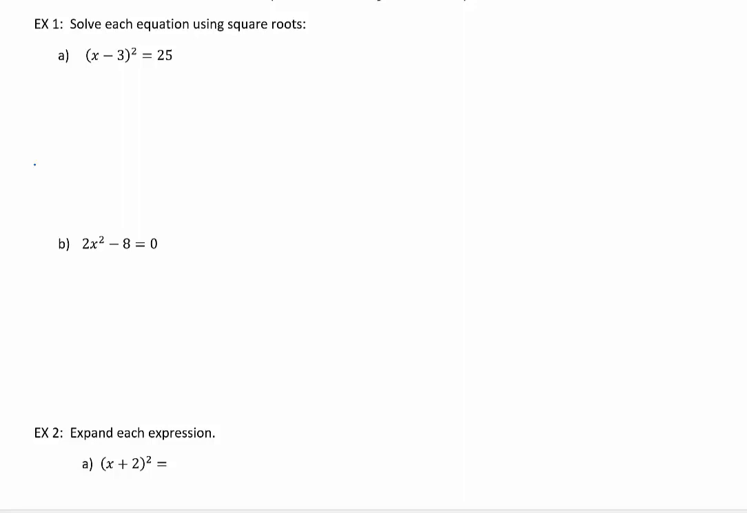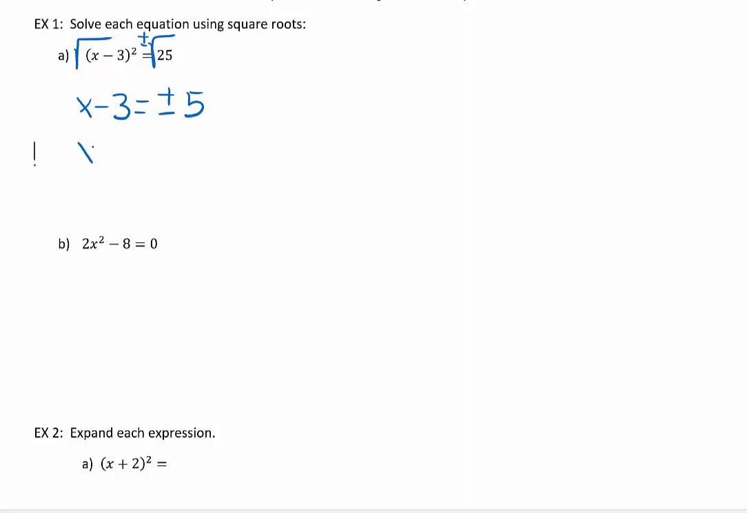If I have the equation (x minus 3) squared equals 25, I can get rid of that squared by taking the square root of both sides. Now I do have to put a plus or minus there to indicate that whether you square a positive or a negative number, you end up getting the same thing. So taking the square root gets rid of that squared, and I have x minus 3 equals plus or minus root 25, which is 5.